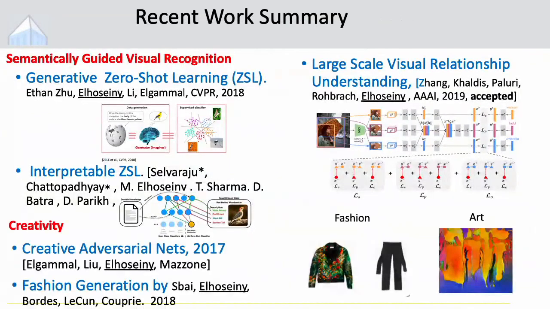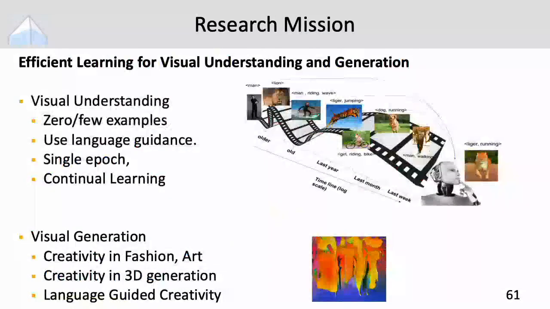This is just a summary of what I worked on: semantic guided visual recognition and creativity. This is basically an overview of the research mission that I hope to do: efficient learning for visual understanding and generation. From the visual understanding perspective, I care about problems like zero-shot learning, using language guidance, and continual learning. From visual generation, creativity in art and fashion, creativity in 3D, and how to use language to guide that creativity.